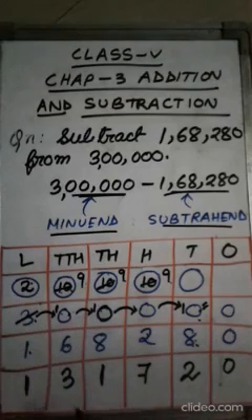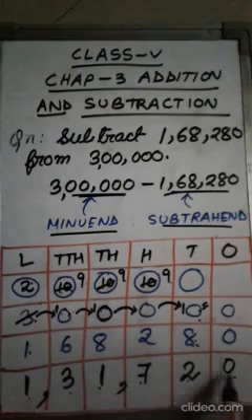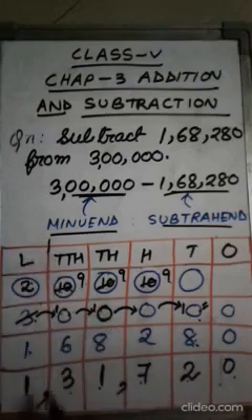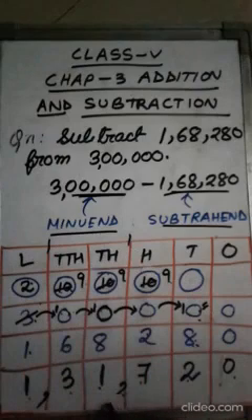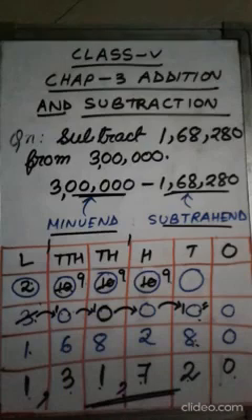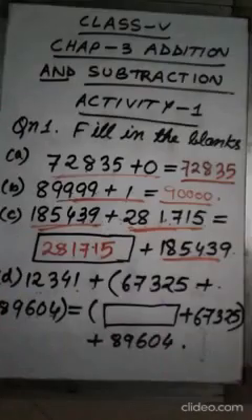So the difference is 1,31,720. I have put 1 comma after the lakhs period and 1 comma after the thousands period. In this way you have to subtract the numbers using place value chart. We are solving activity 1.